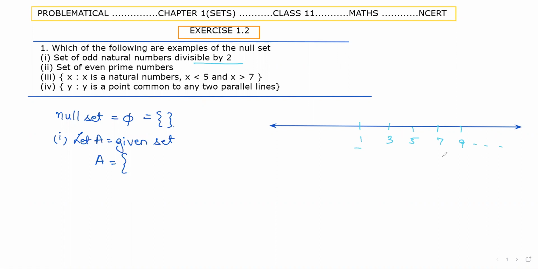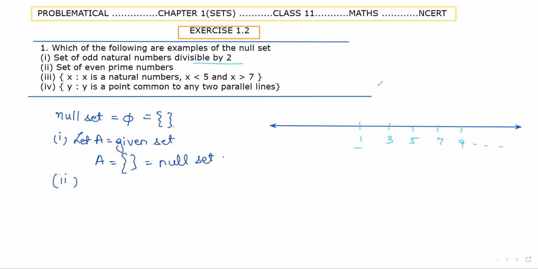For something to be divisible by 2, your remainder should be 0. If you divide all of these by 2, or any of these by 2, you get a remainder 1. So there is no such element present. Hence, A is a null set. 2. Set of even prime numbers.